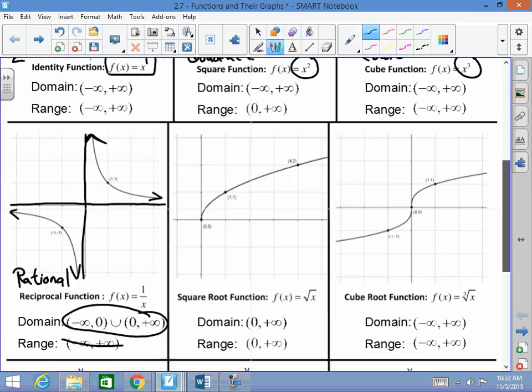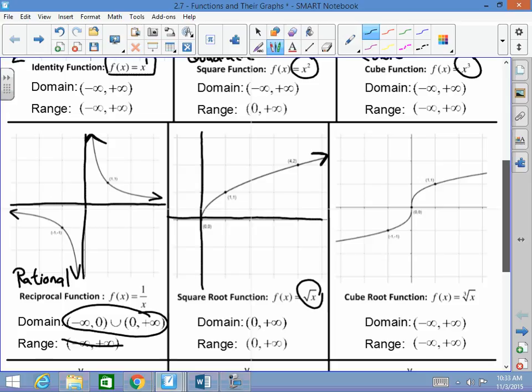You have a square root function. It's a square root function because x is inside of a square root. The domain here is from 0 to positive infinity because it's going to the right forever, but it stops here at 0. And the range is also from 0 to positive infinity because my lowest y value is 0 and it's going up little by little to positive infinity.